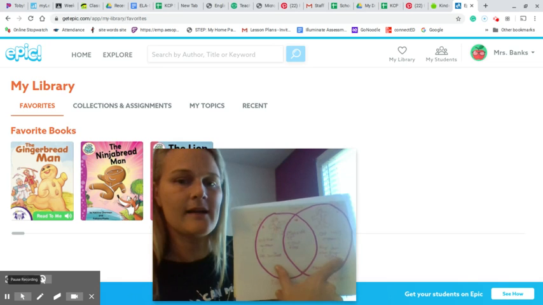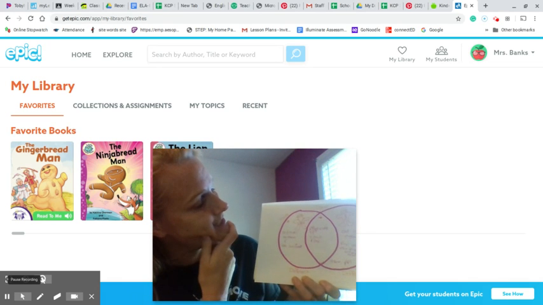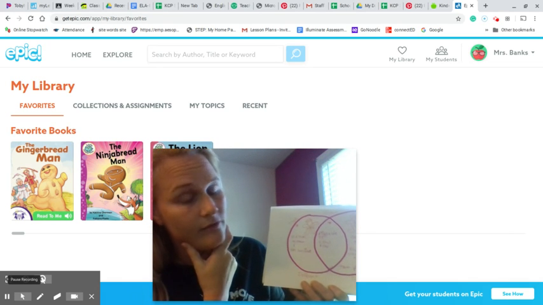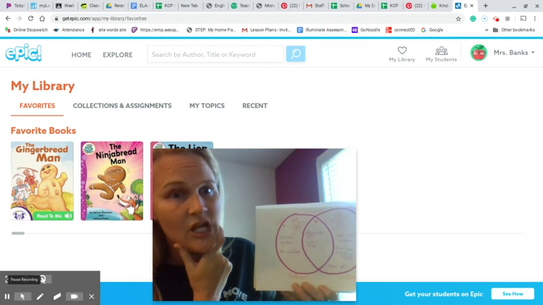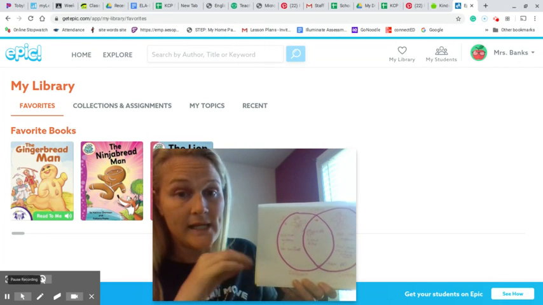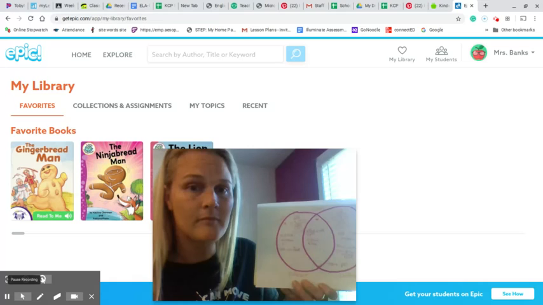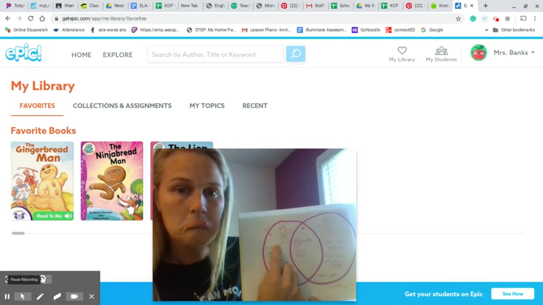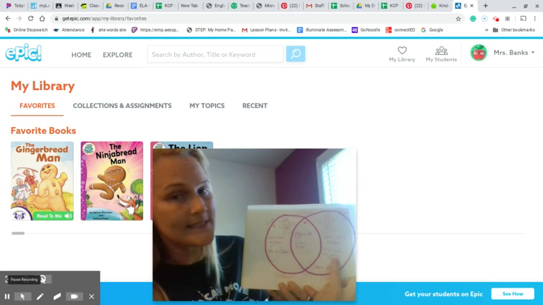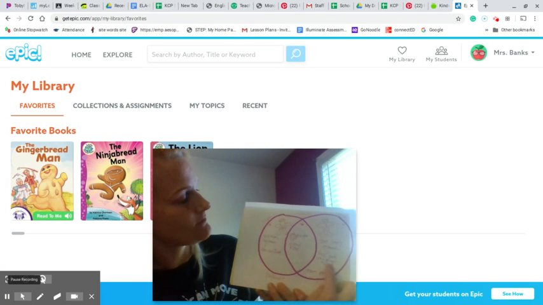Something that was different. Let's see if we can figure out something different. Let's think about some more characters. You remember those townspeople that were in there chasing the gingerbread man? They went into town and they were all running after him. Were they in the ninja story? Nope. So we could put the townspeople over here for differences, right?